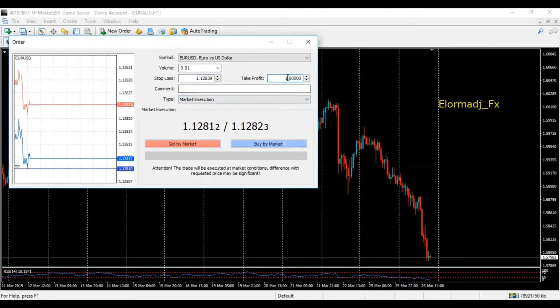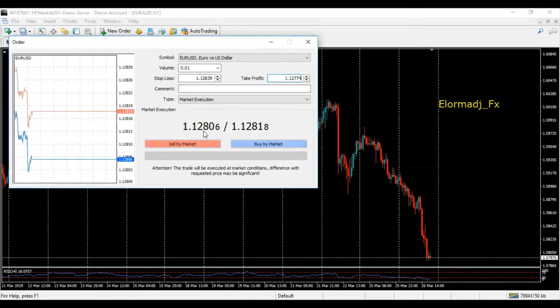So the price will be 1.12800, it's supposed to be. So let's do it lesser than this. No, so let's do it 7.4. So I choose 20 pips for my stop loss and I choose 30 pips for my take profit.